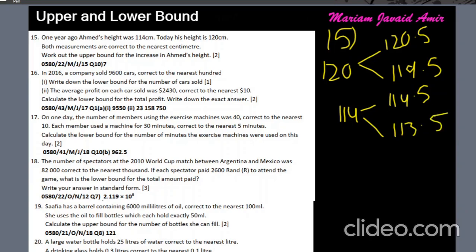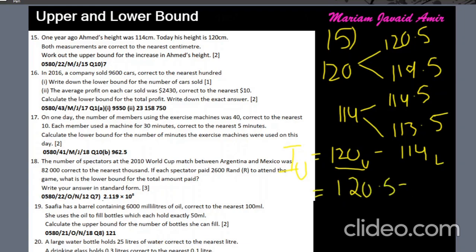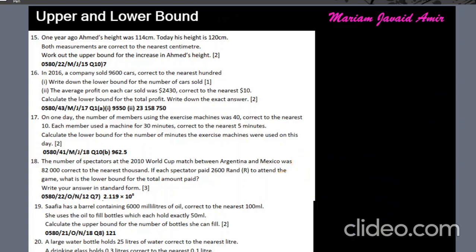So in normal case, if this is not an upper bound and lower bound question, we will simply be subtracting these two, right? Now since this is an upper and lower bound question, and the question says work out the upper bound for the increase in Ahmed's height, so I need the increase in upper bound. For that I'll use upper value of this and lower value of this so that I get a bigger answer. So 120.5 minus 113.5, this gives us 7. So 7 is the answer for question 15.